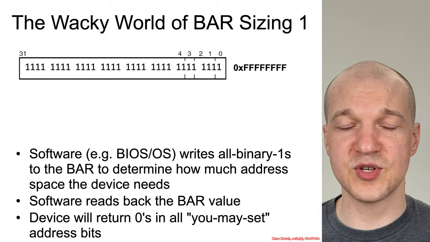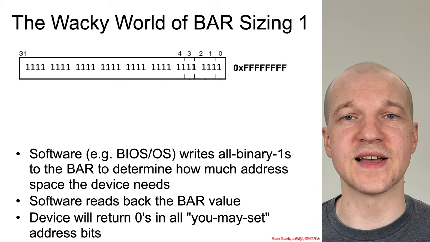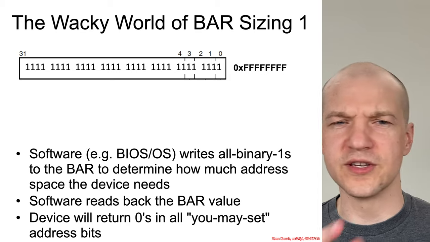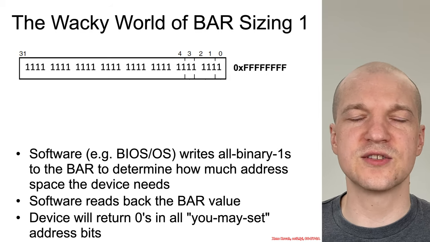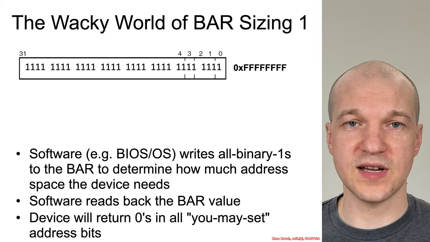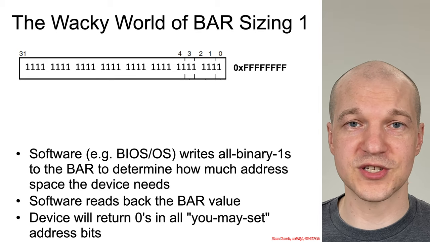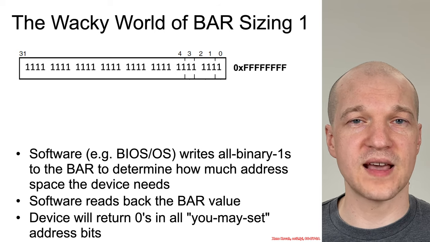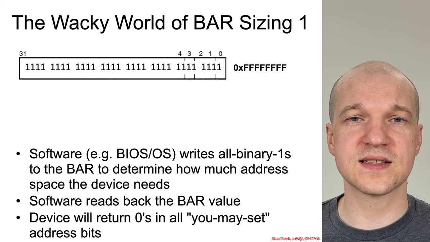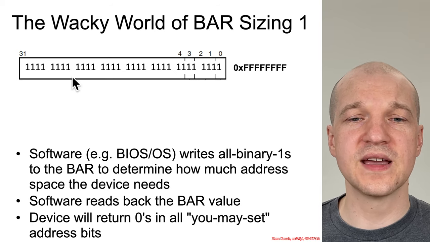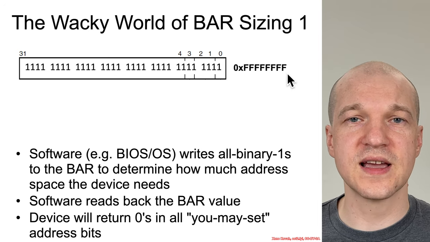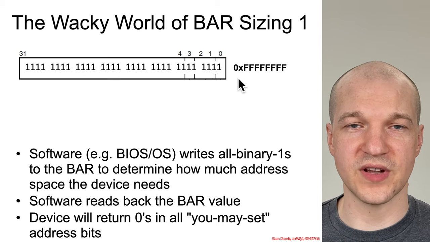So I want to welcome you to the wacky world of BAR sizing. The BIOS doesn't get to just say, okay, well, you get hex 1000 bytes and you get hex 2000 bytes. It has to ask the device, how many bytes do you actually need? How much are you going to be exposing to memory mapped I/O or port I/O? And the way that it requests the information about the size is that it writes all ones in binary, or all Fs in hex, into this 32-bit value of a BAR.